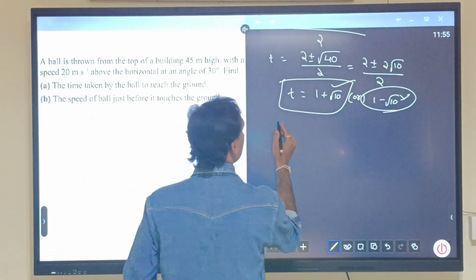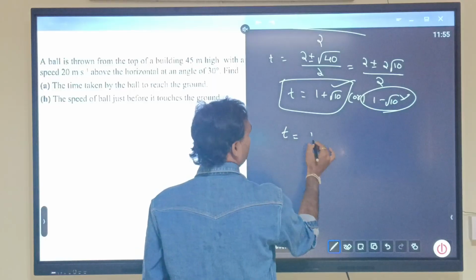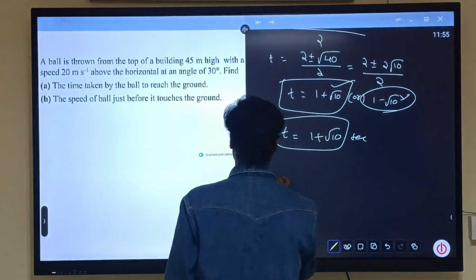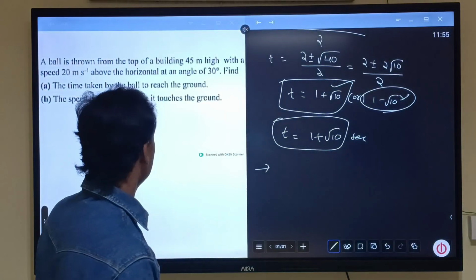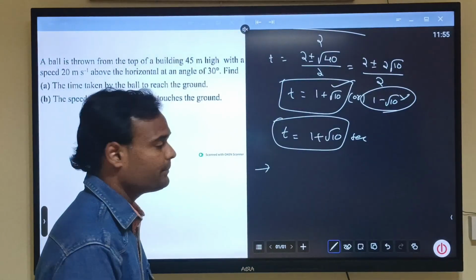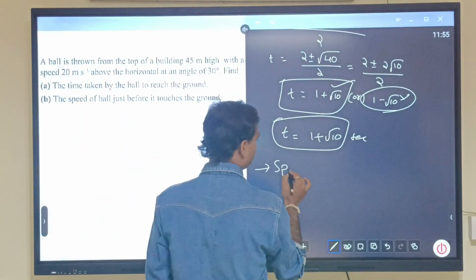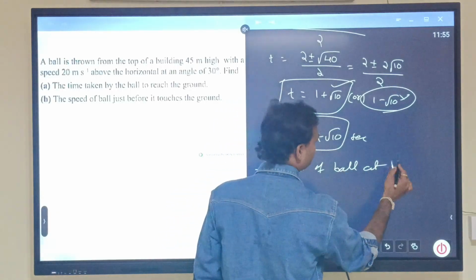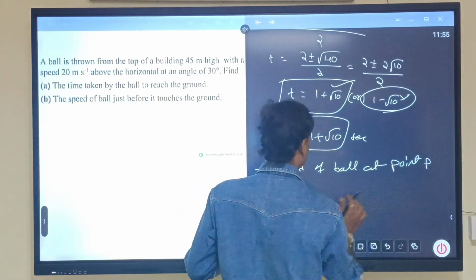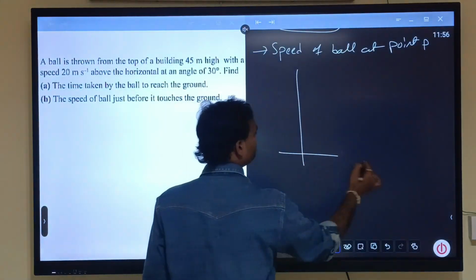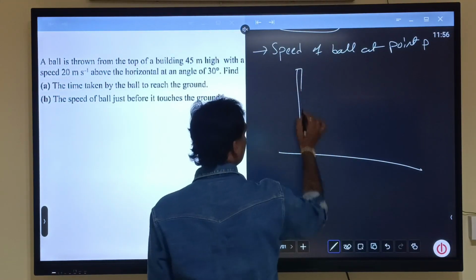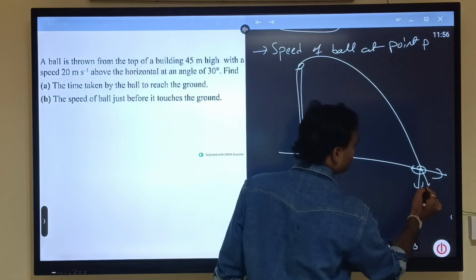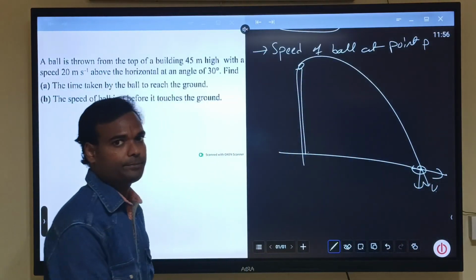Now, the time of flight is 1 plus root 10 seconds, which is the answer. And next is the speed of the ball just before it touches the ground. Now, the speed of the ball at point P. See here, they are asking to find the velocity at this point.